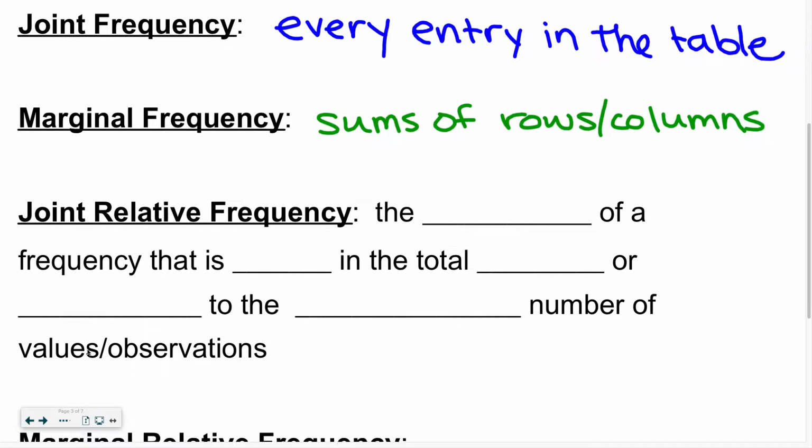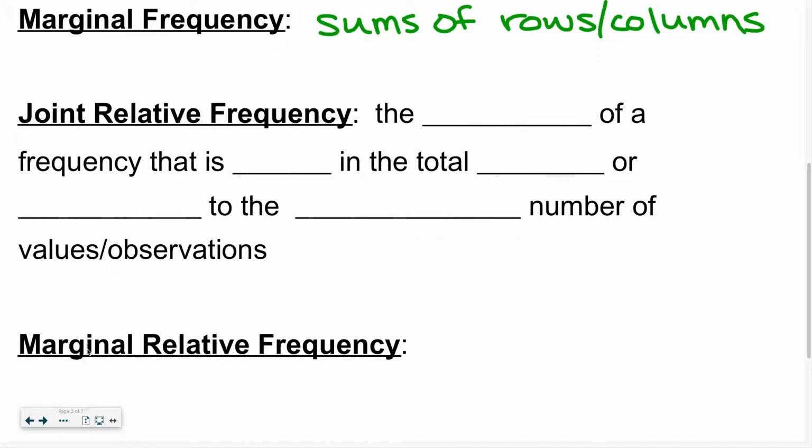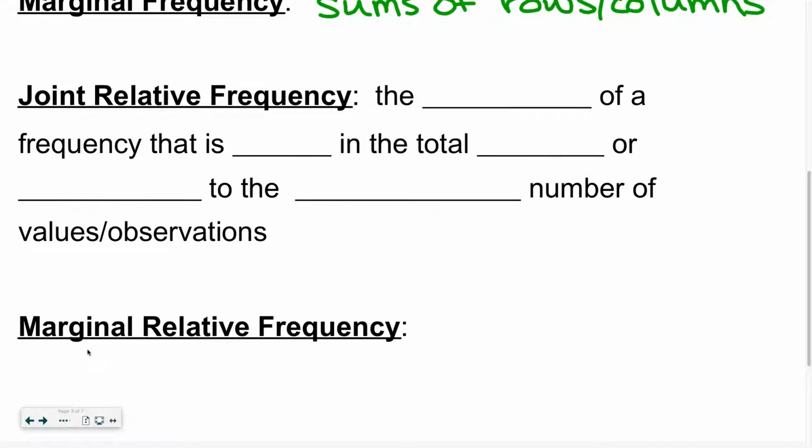Now we've got a joint relative frequency and a marginal relative frequency. Let me ask you, what's the only difference in these vocab words from the two previous vocab words? The word relative. When we add in the word relative to both of these definitions, to be relative, you have to be related to something else. And a relation in math is represented by a ratio. So we're comparing two values.